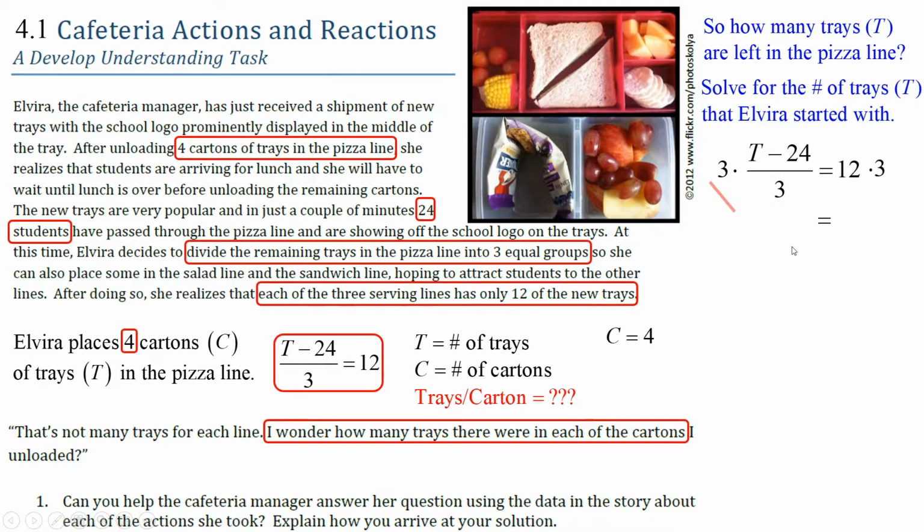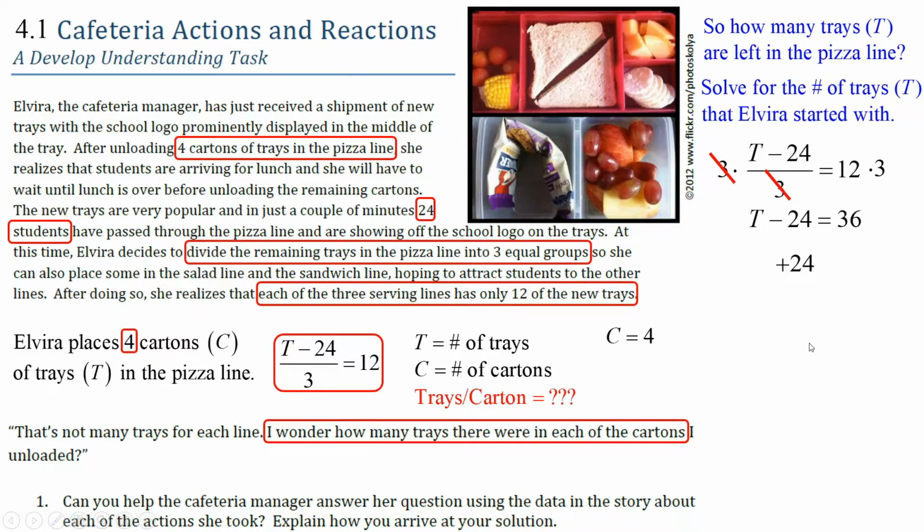So those would cancel. And what does that leave me? On the left I have T minus 24. And on the right I have 12 times 3, which is 36. Now I have one more step. T minus 24. How do I undo subtracting 24? Well, I would add 24 to both sides.